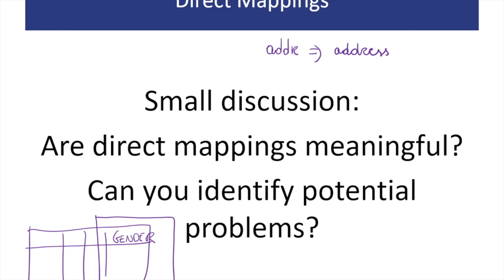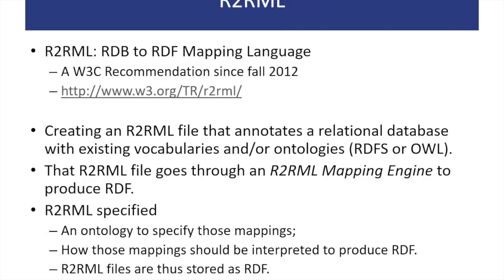To address these issues, another proposal was developed and published as a W3C recommendation over time, and that is the R2RML mapping language. R2RML, which stands for RDB to RDF mapping language, is also a W3C recommendation since fall 2012. They have been published at the same time. And they allow us to create an R2RML file that annotates a relational database with existing vocabularies and or ontologies. And they can be formalized using RDFS, OWL, and so forth. The R2RML file containing those mappings goes through an R2RML mapping engine to produce the RDF.